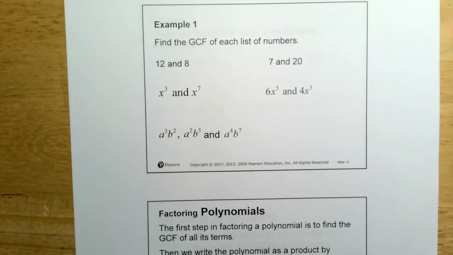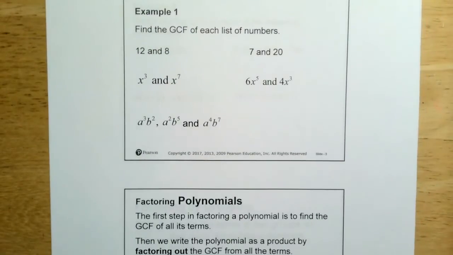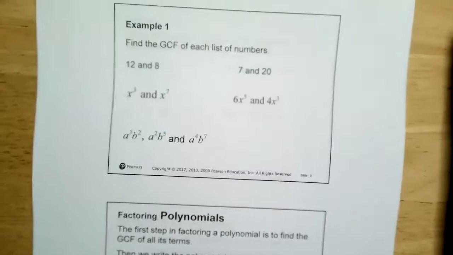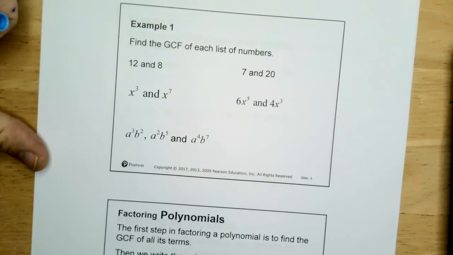All right, example 1. Find the greatest common factor of each. Sorry, I'm moving this around so much. Really need to get settled. Put that like that.